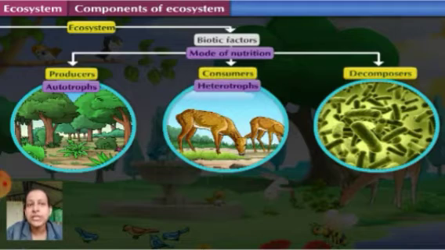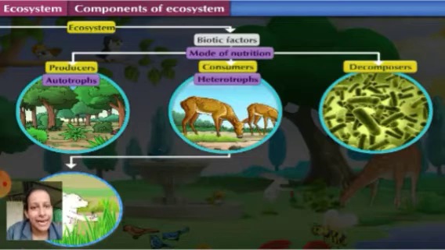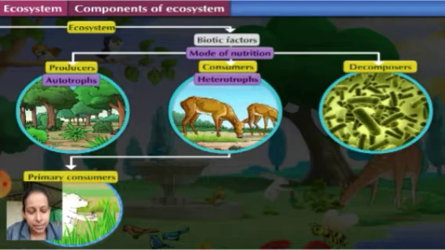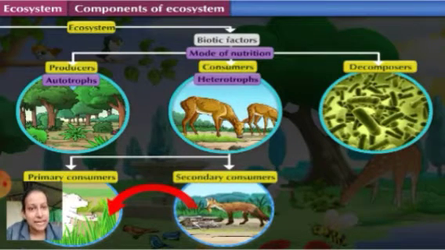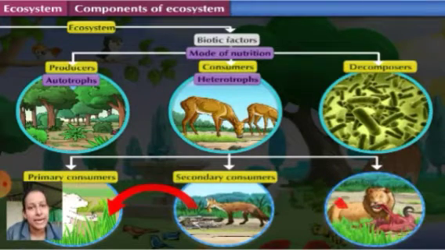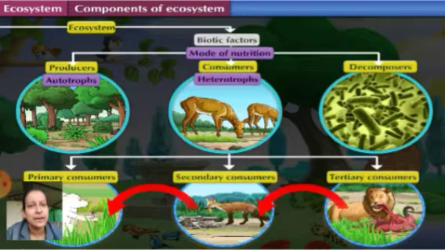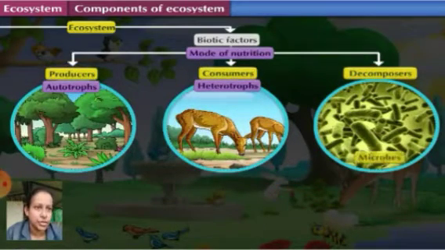Now, consumers do not prepare their own food, and therefore they are also called heterotrophs. Heterotrophs or consumers are again divided into three different types. The animals which feed directly on the plants are called primary consumers. Animals which depend on the primary consumers are called secondary consumers, whereas the animals which feed upon the secondary consumers are called tertiary consumers. You have already learned this in the lower classes.